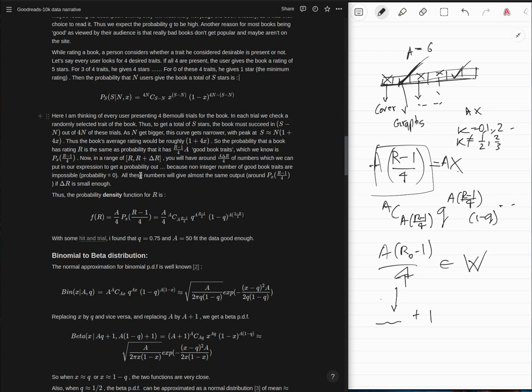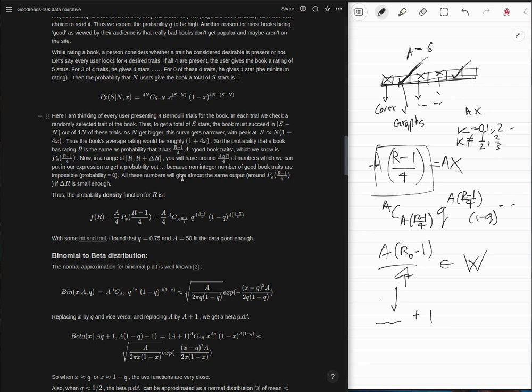So all these numbers will give almost the same probability if your delta r is small, right? And considering that you have a factor of 4 upon a over there, even if your delta r is small, you will actually get some numbers out. So it's a good thing to do. It's a good approximation, right? All these numbers will give almost the same output.